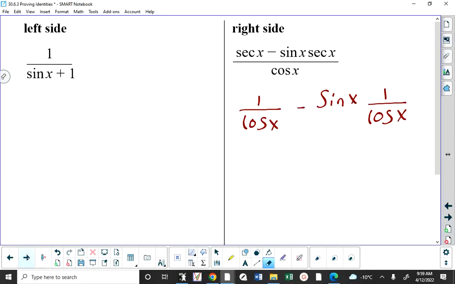I think that's important. Not because somebody's going to be marking your work and they're going to be impressed by it, so much as because it's easier for you to follow your work when you do it. And then we have over cosine. I didn't really leave myself a lot of room here. I think you have more room. This is a reciprocal identity.